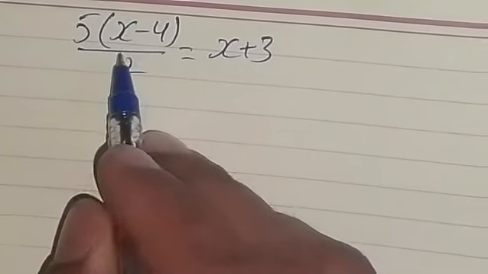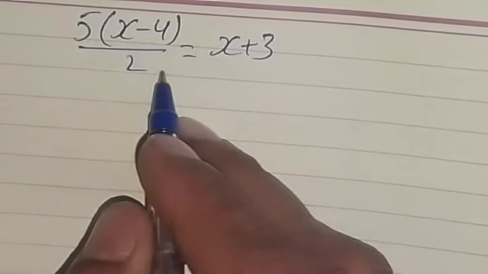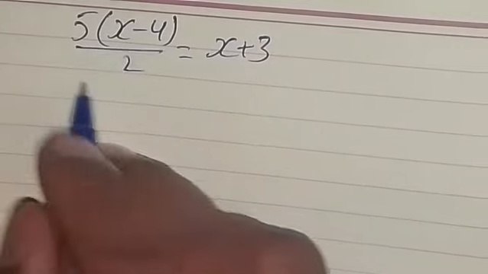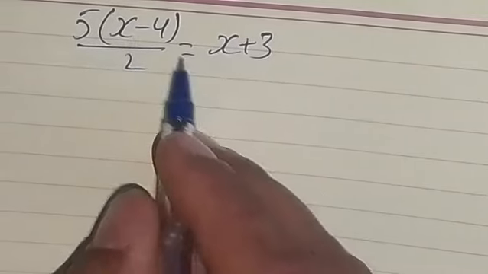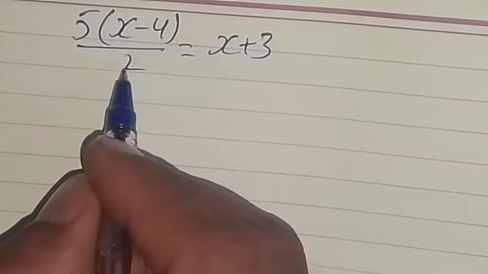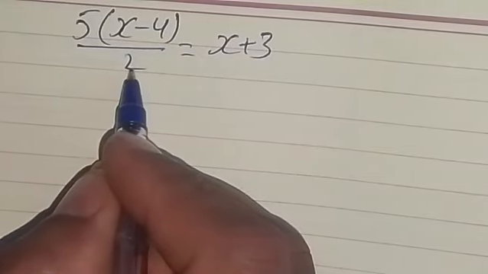Today we find the value of this fraction: 5(x - 4)/2 = (x + 3). So we solve it. Now we find the value of x. If we find the value of x, we eliminate the denominator.